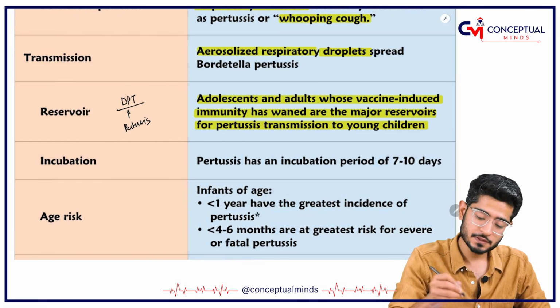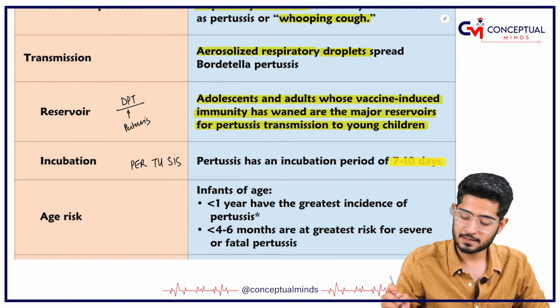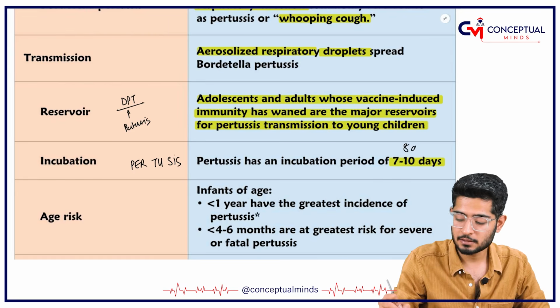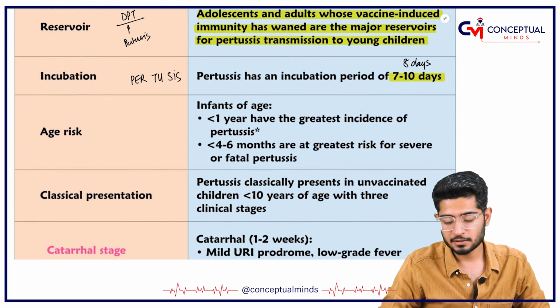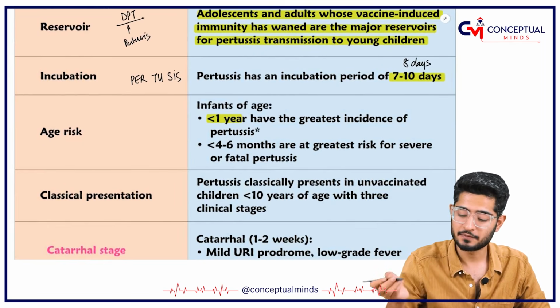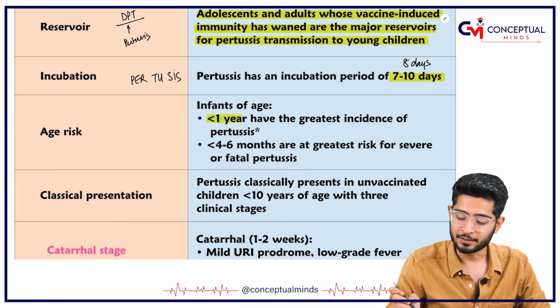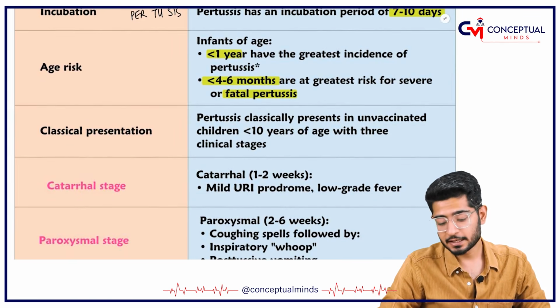Remember pertussis: if you see PER, 3 words, 5 words and 8 words. So basically 7 to 10 days, or you can remember 8 days, is the incubation period for pertussis. The risk factor is age less than 1 year. They have a high incidence of pertussis, and fatal cases occur in children of 4 to 6 months. What is the clinical presentation?